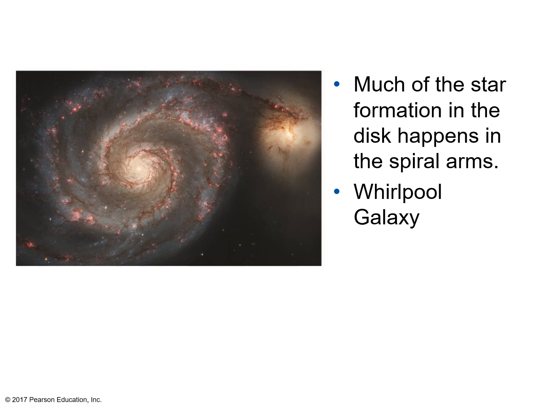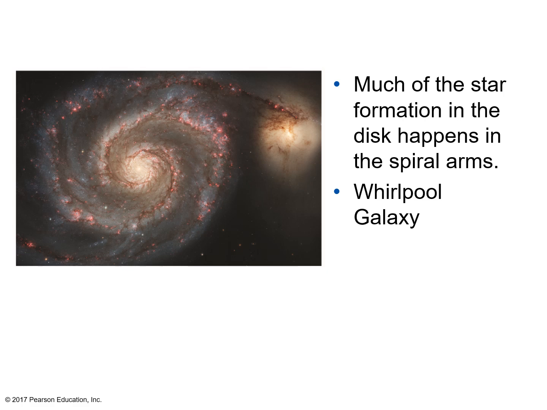Much of the star formation in the disk happens in the spiral arms. This is a picture of the Whirlpool galaxy. It's actually two companion galaxies, but let's focus on the larger one that's towards the left. You can see those spiral arms. That's where most star formation happens.